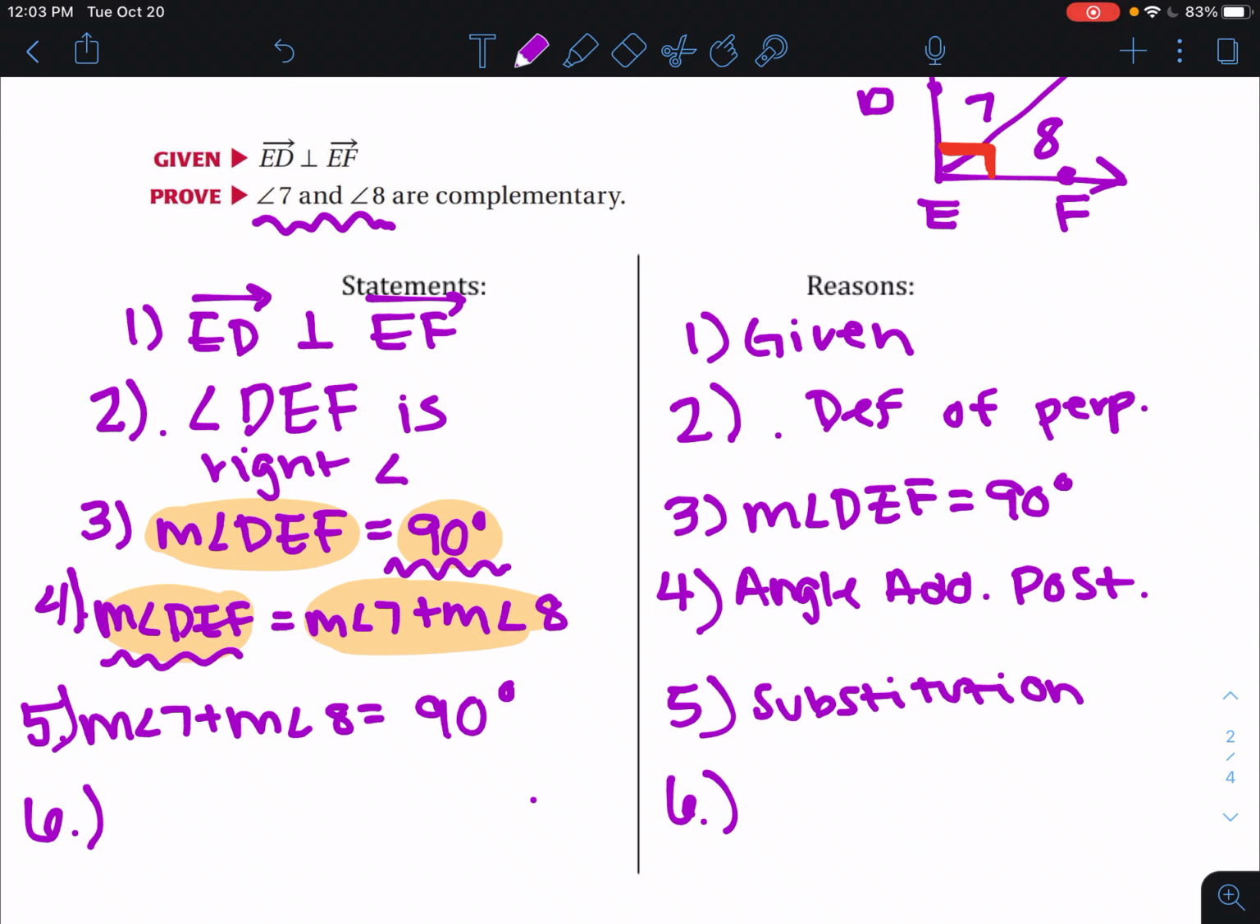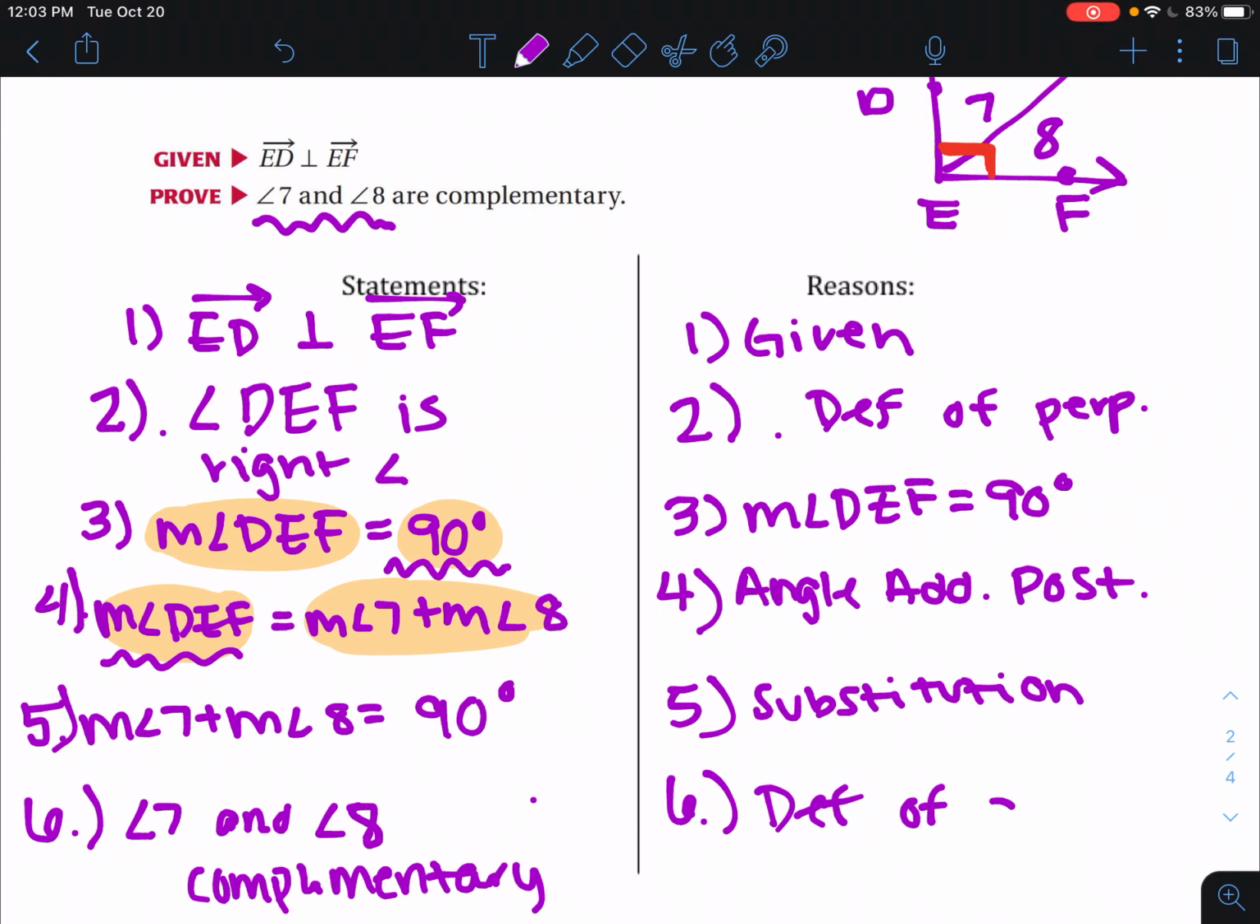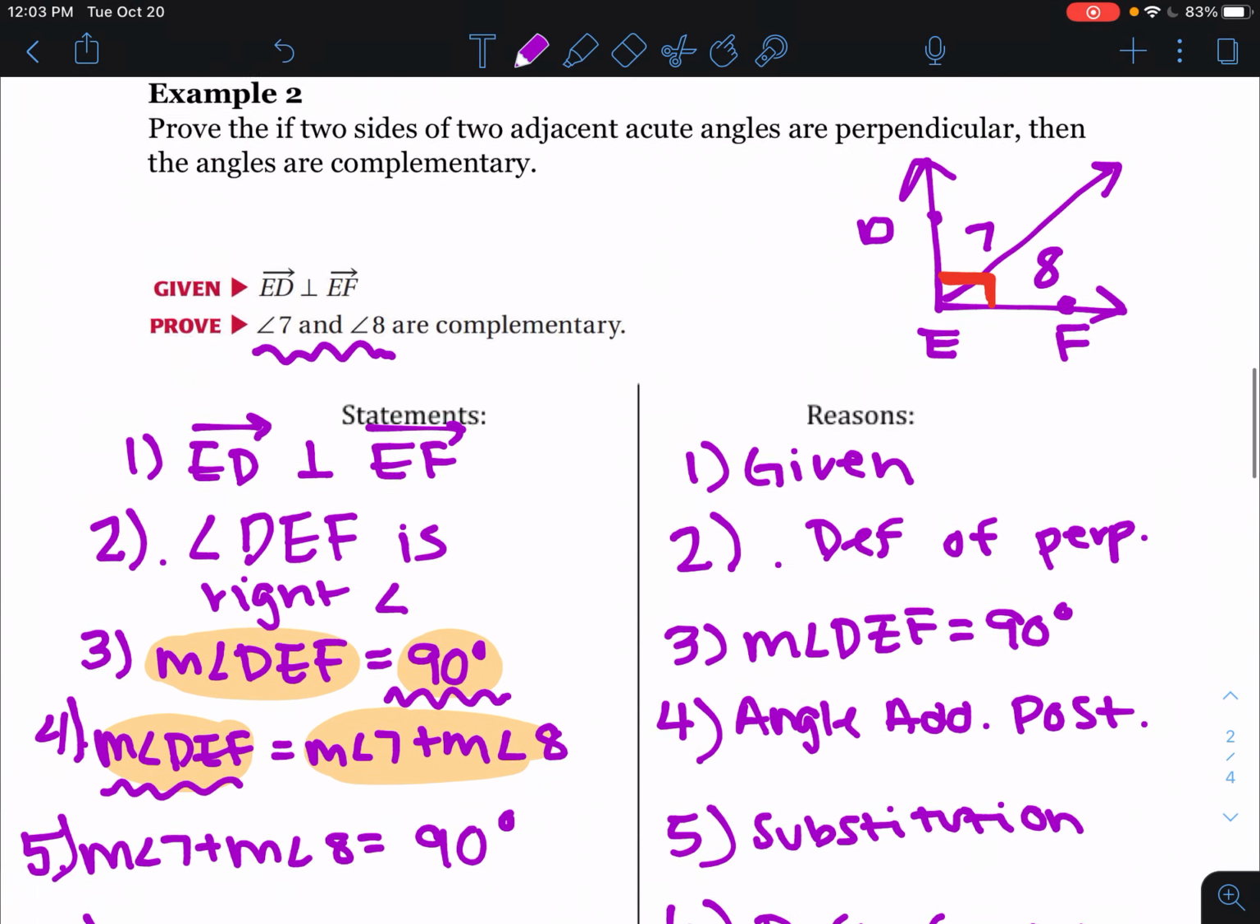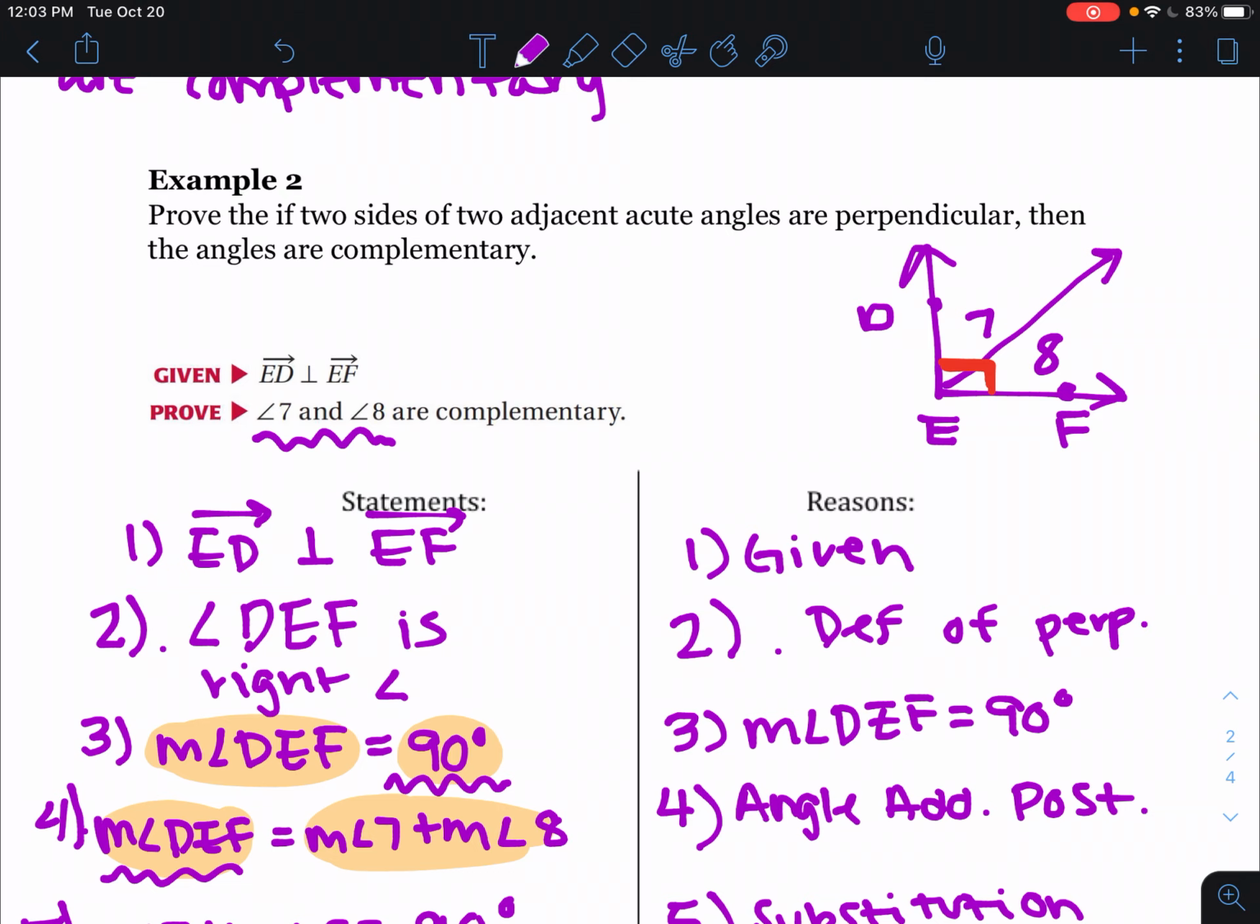What does that mean? That means that 7 and 8 are complementary. They're complementary. Why? Why does them adding up to 90 mean that they're complementary? Well, because that's the definition. Definition of complementary angles. All right, so you guys just proved that theorem. We just proved that if you have two rays that are part of acute angles, they're adjacent and they're perpendicular, then they're complementary.